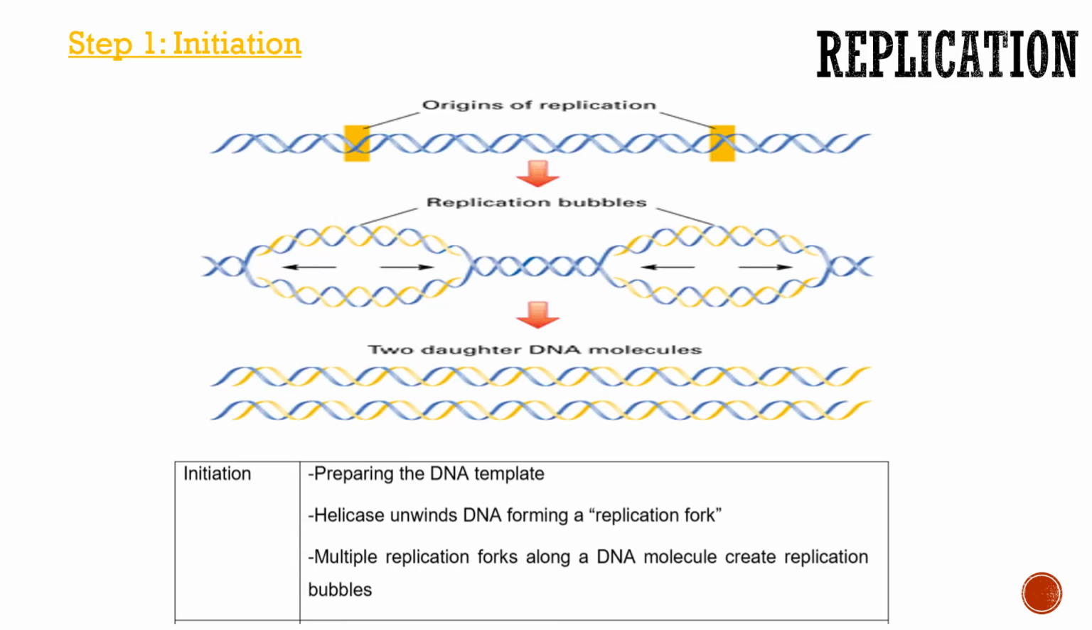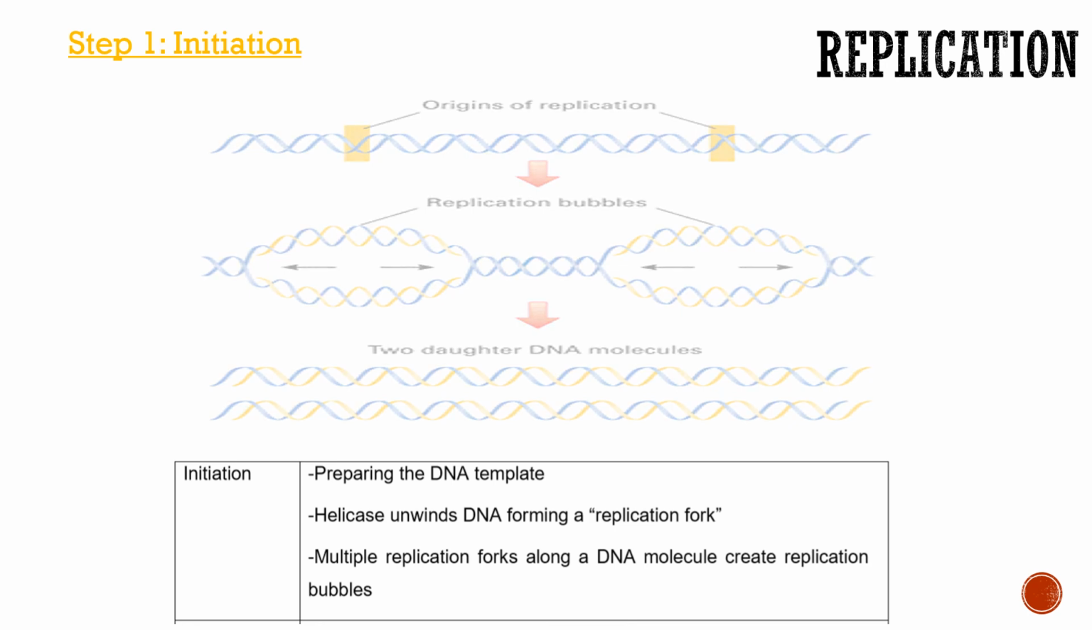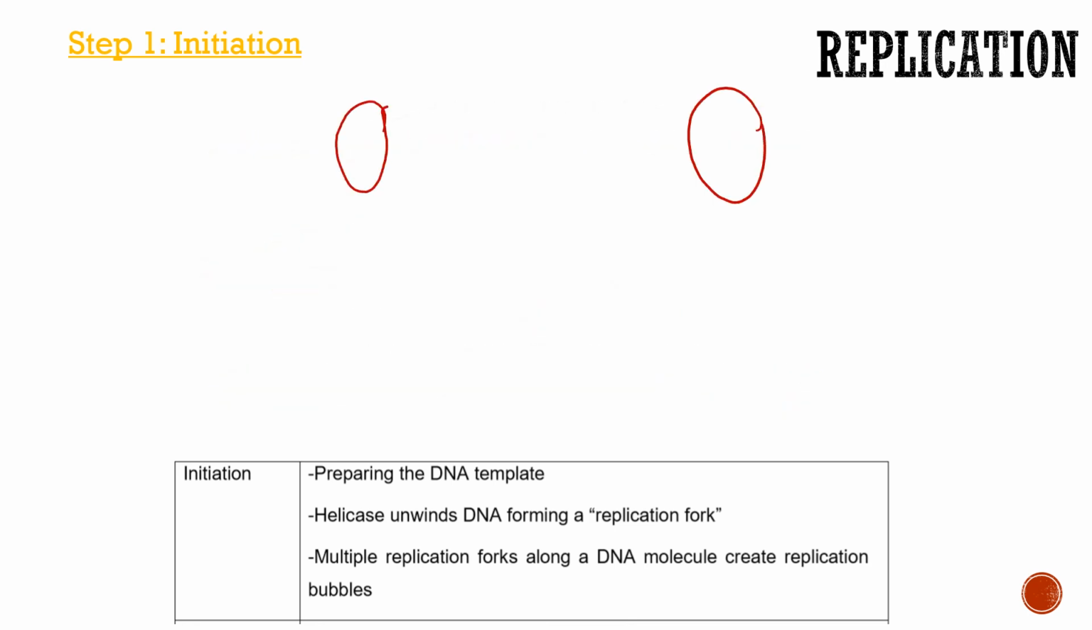DNA replication is said to be semi-conservative because each newly synthesized molecule contains one parent template strand and one new daughter strand. So in your book, you can see we have a summary of steps there. We have initiation, elongation, and termination. In the initiation part, we are preparing the DNA template, and we have helicase that unwinds or opens up the DNA, forming a replication fork. So it opens this up, forming replication forks.